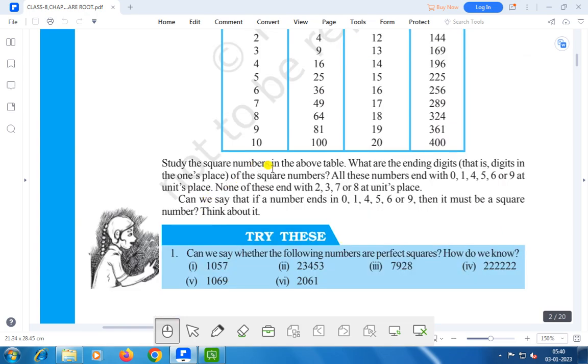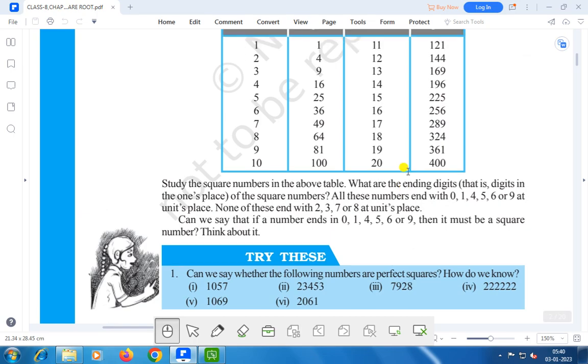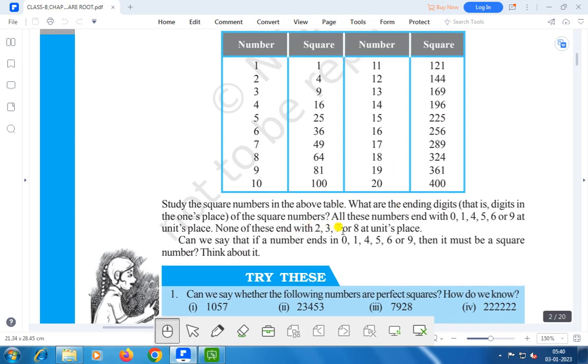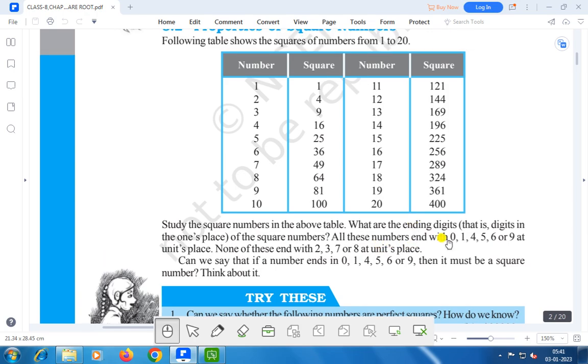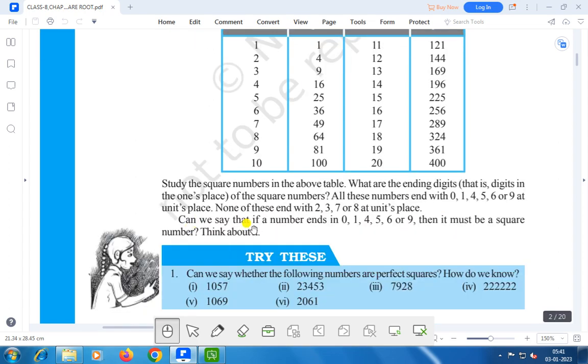Study the square numbers in the above table. What are the ending digits, that is, the digits in the ones place of the square numbers? All these numbers end with 0, 1, 4, 5, 6 or 9. None of these end with 2, 3, 7, 8 at the units place. Can you say that if a number ends in 0, 1, 4, 5, 6 or 9, then it must be a square number?